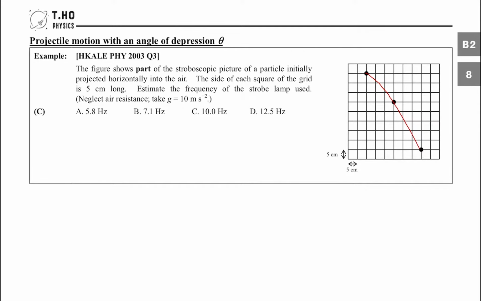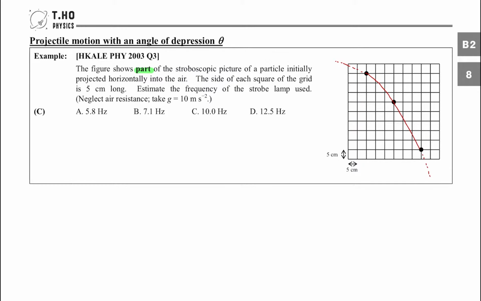Here we come to A-Level Physics 2003 question 3, which shows a part of a stroboscopic picture of a particle projected into the air. Because it's just part of the photograph, we can expect there is some path when you go back into time, and of course this can be extended forward as well, but this is just part of the trajectory.